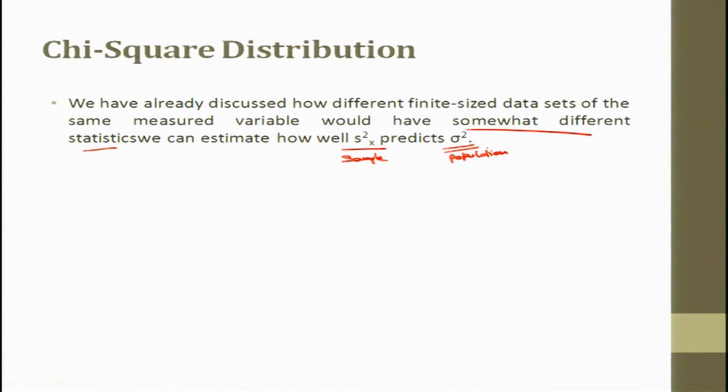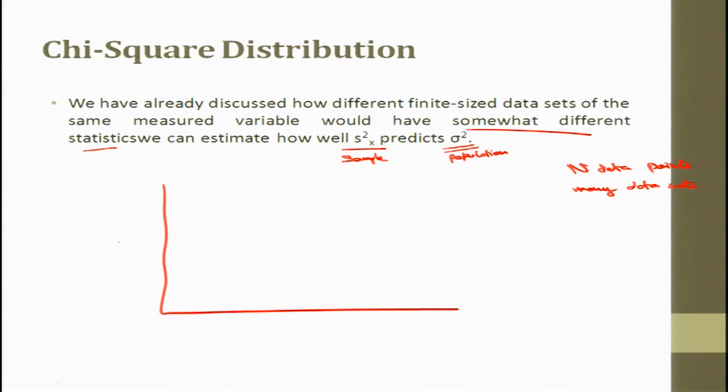So, if we plot the sample standard deviations for many data sets, each having n data points, we would generate the probability density function of P Chi-square. The probability density function of P Chi-square is again skewed like this, probability of Chi-square, and it depends upon the degrees of freedom. Degrees of freedom plays a great role here.